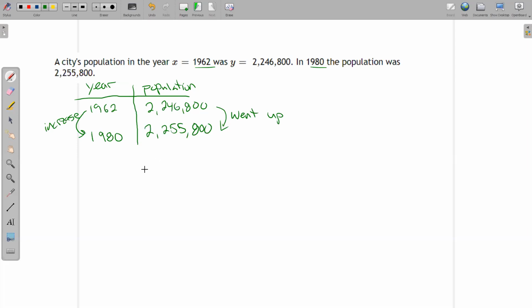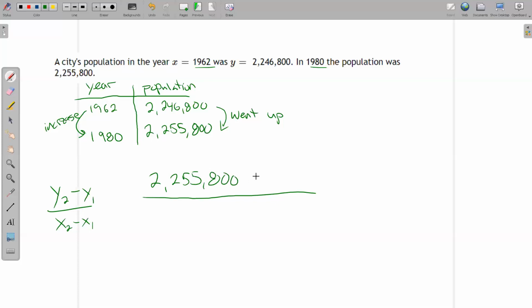And so on a calculator, I would enter the second population. So that's the top of my slope. I'm thinking about the whole y2 minus y1 over x2 minus x1. So 2,255,800 minus 2,246,800. And commas are nice to make sure we have it right. And then this one was 1980, so 1980 has to go under it because they belong together. And 1962 goes with this one.